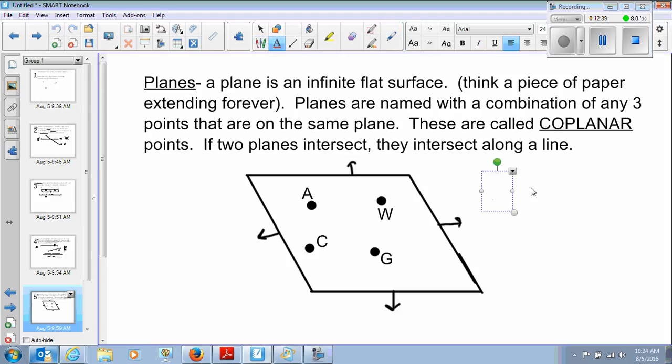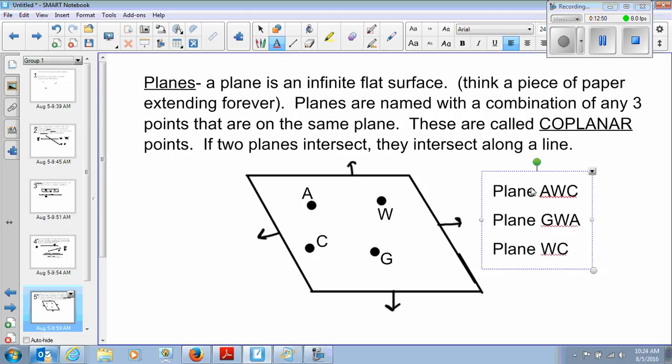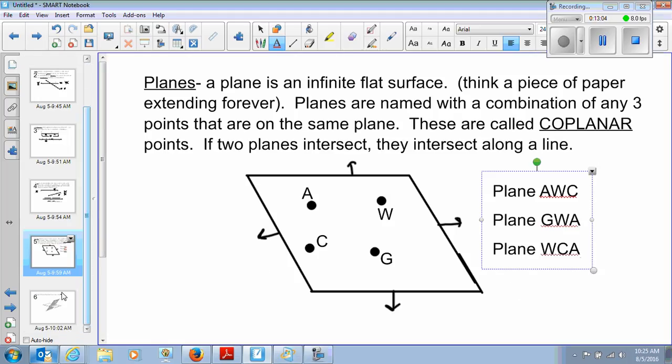So I could call this a bunch of different things. I could call it plane AWC. I could call it plane GWA. I could call it plane WCA. Any combination of those 3 letters, because they're on the same plane, will identify that plane. Okay, you don't want to use 4 letters, and you want to make sure that you use 3 letters that are on the same, or 3 points that are on the same plane.